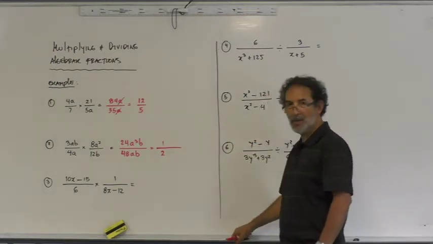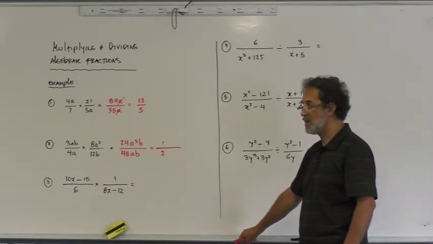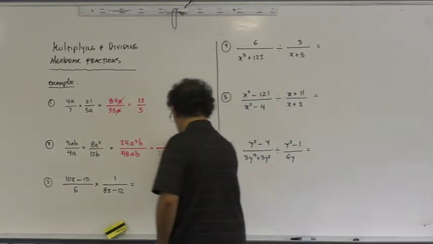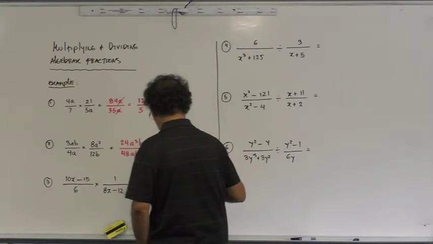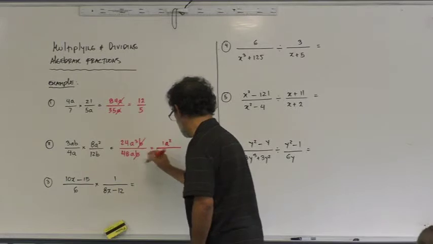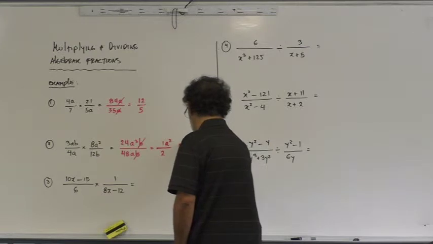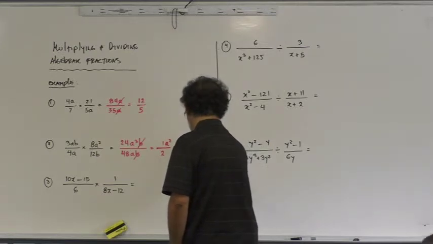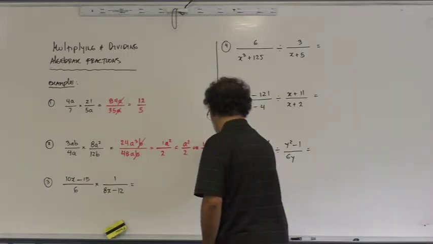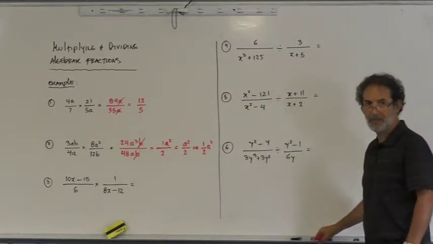How many a are on top? 3. And how many at the bottom? 1. After simplifying, how many are left? 2 on top. So it's a squared. And you can see that the b's cancel each other, so we don't need to worry about the b. That means the answer is 1a squared on 2, or simply a squared on 2, or you can say half of a squared. You can do it like this, like this, like this. That means exactly the same thing.